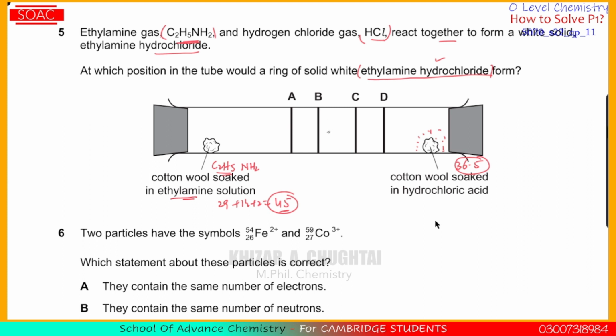So the first important point is, if I divide this tube into two parts, let's suppose I cut this tube into two parts, and let's suppose B is at the middle line. Which gas is supposed to cross this line first? Definitely the one having lower mass. So HCl will cross this line first as compared to the gas ethylamine. So the next most possible option is A. They are supposed to meet at A. So A is the correct option.